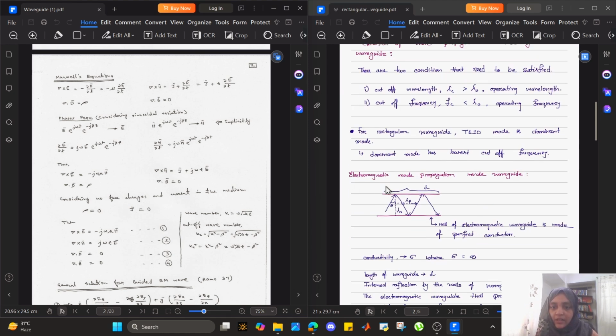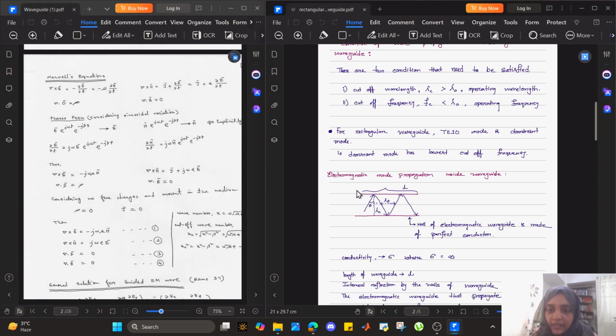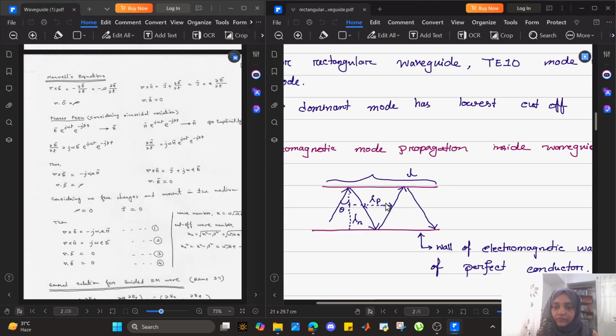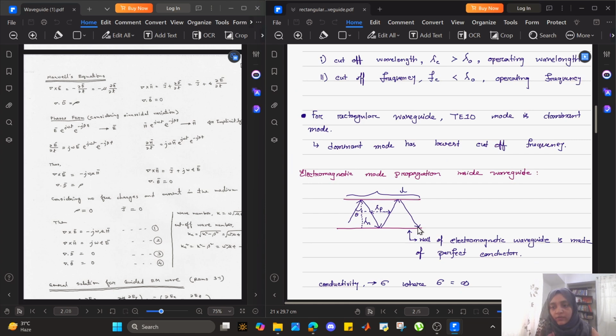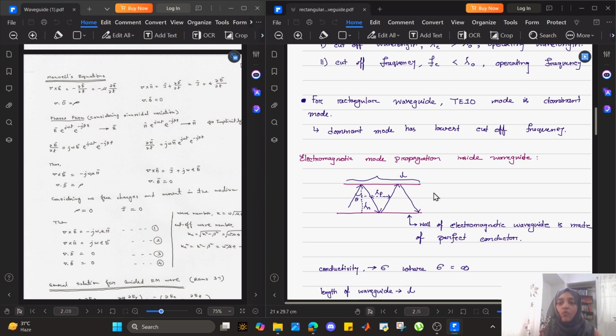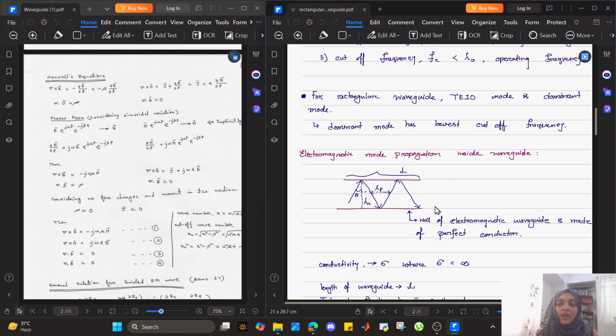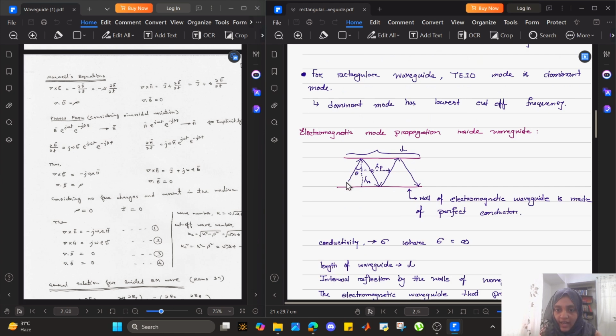Here is one type of diagram that we can see. Here it is a rectangular waveguide, where this is one metallic plate and that is another metallic plate. The wall of the waveguide is made of perfect conductor. As this is a perfect conductor, when the light hits the wall, there is internal reflection. As this is metal, the conductivity of the plate is infinity. We can say the length of the waveguide is L.